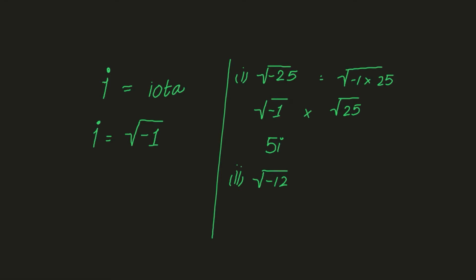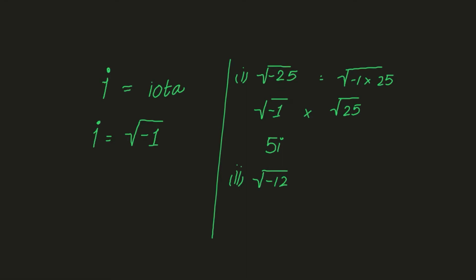For example, we have root of -25. Another way to write that would be root of -1 times 25. So we can separate that into two parts, root of -1 and root of 25. Root of -1 is simply i, and root of 25 is 5. So we can write this as 5i.